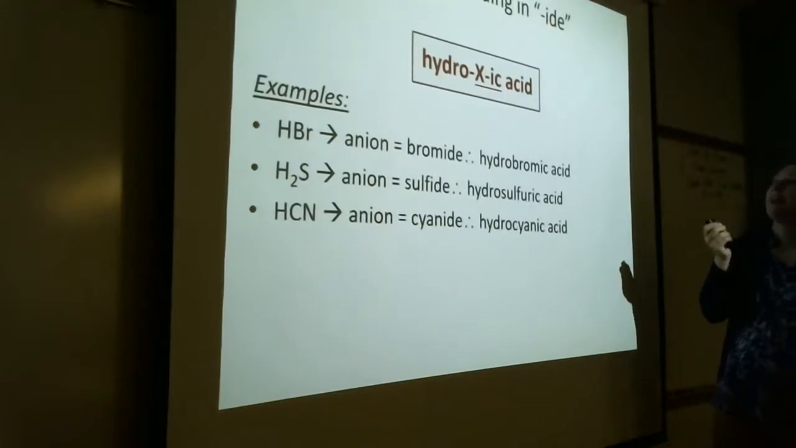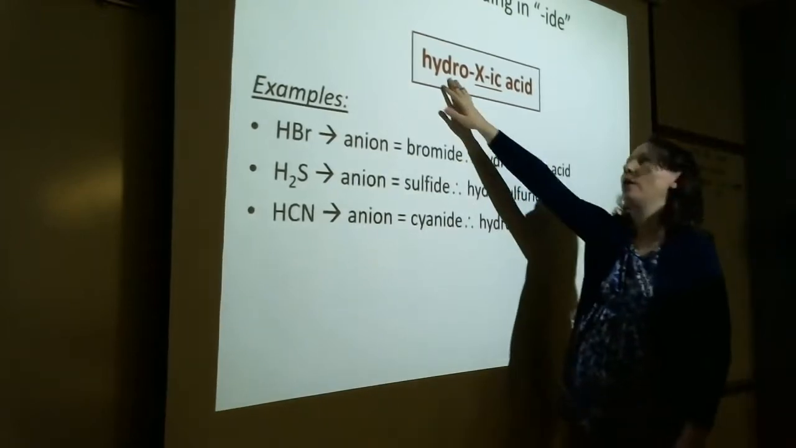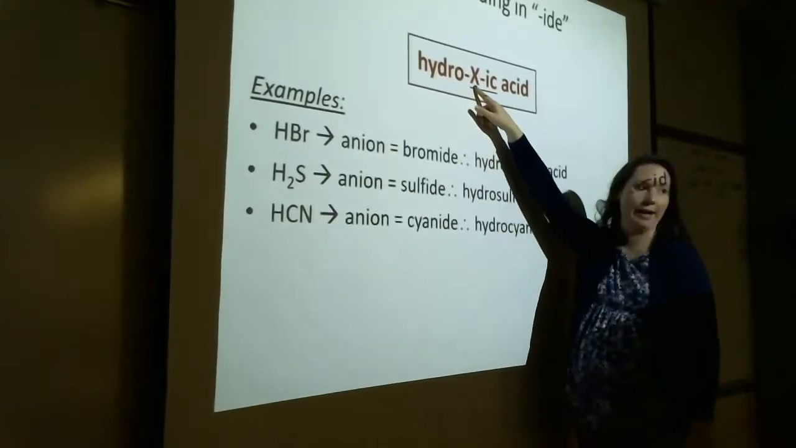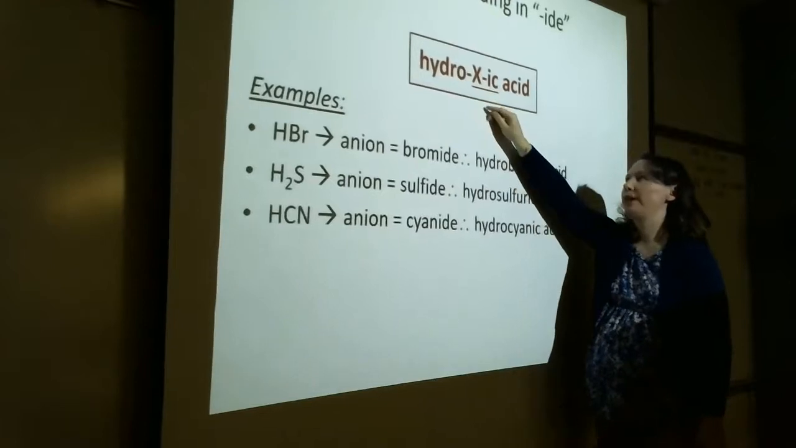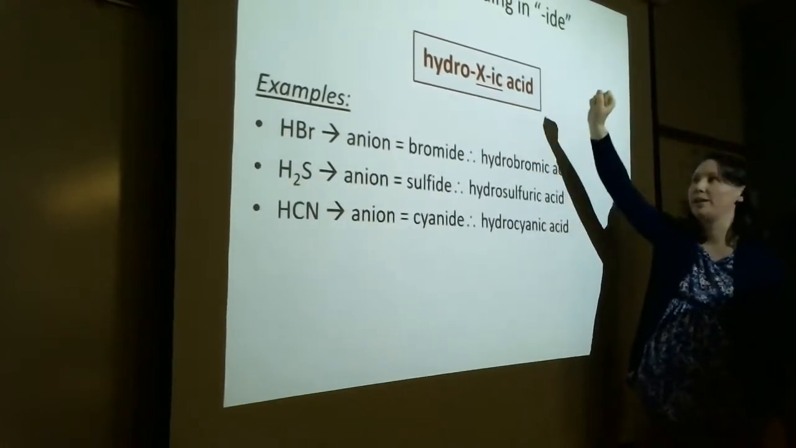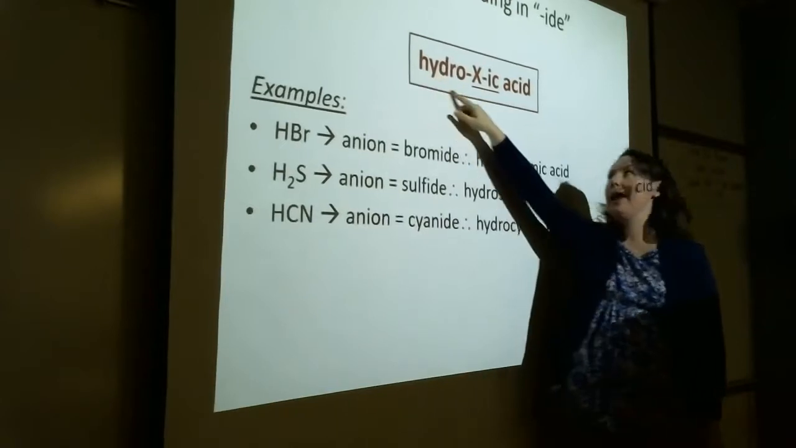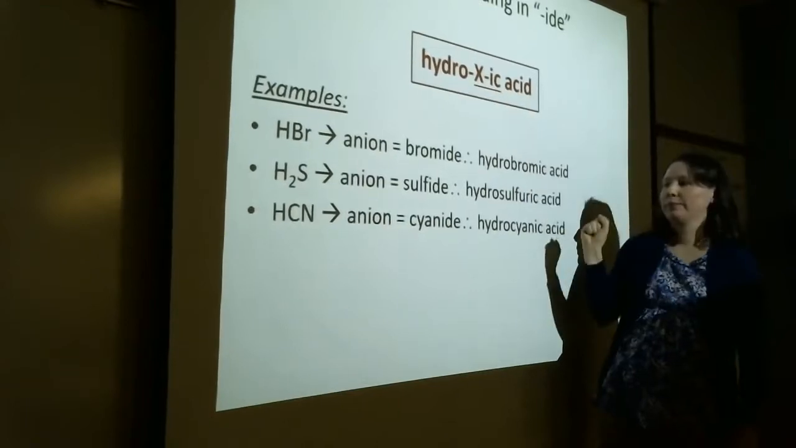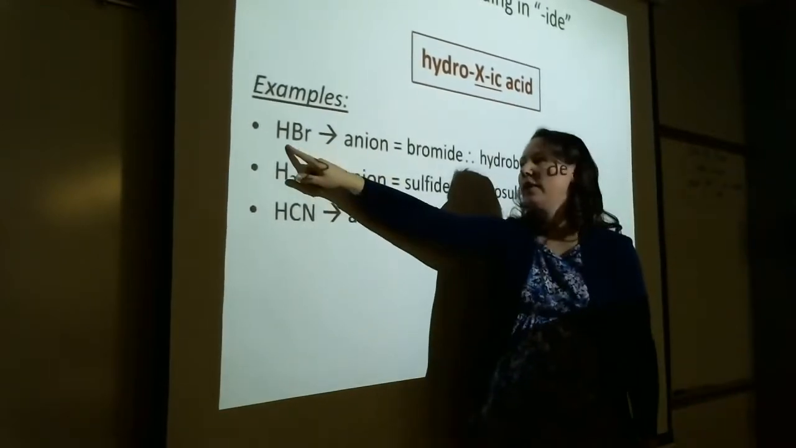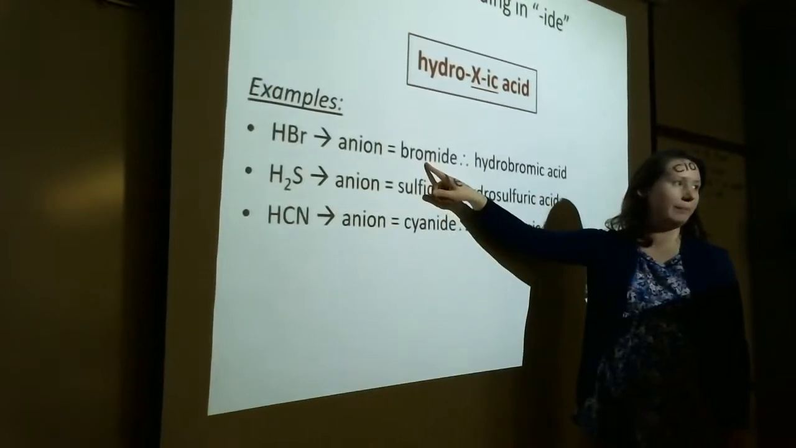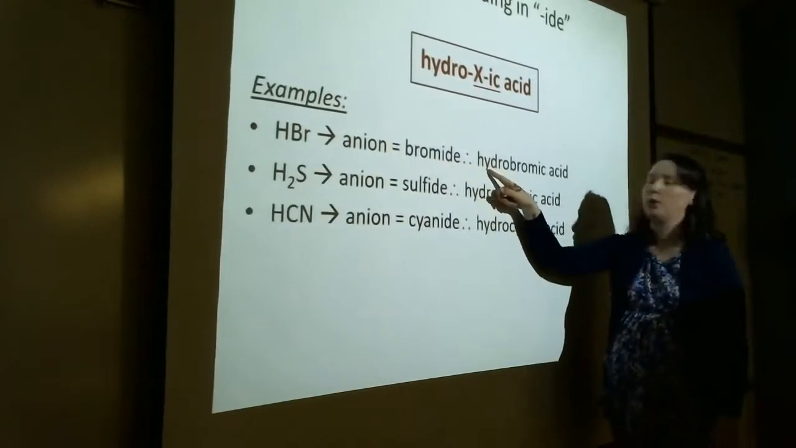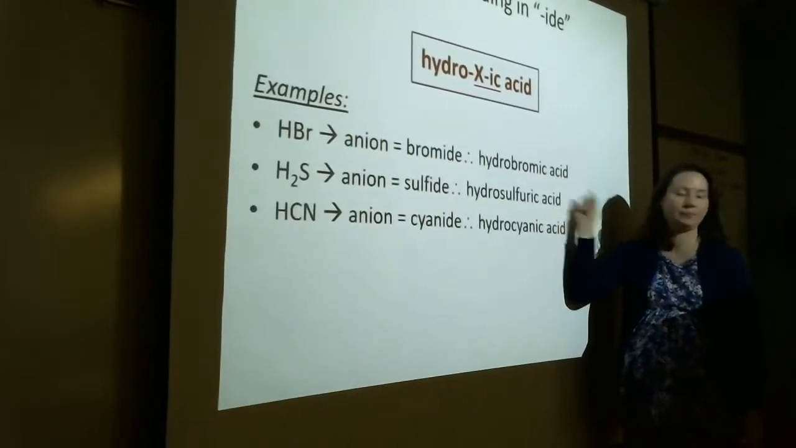So let's look at the ones ending in "ide." Okay, if your anion ends in "ide," you put a hydro prefix, and then X is your anion, and then the suffix is ic acid. So for instance, HBr, the anion there is bromide, right? Because that's H plus, that's Br minus. So the anion is bromide, so therefore the name is hydrobromic acid.